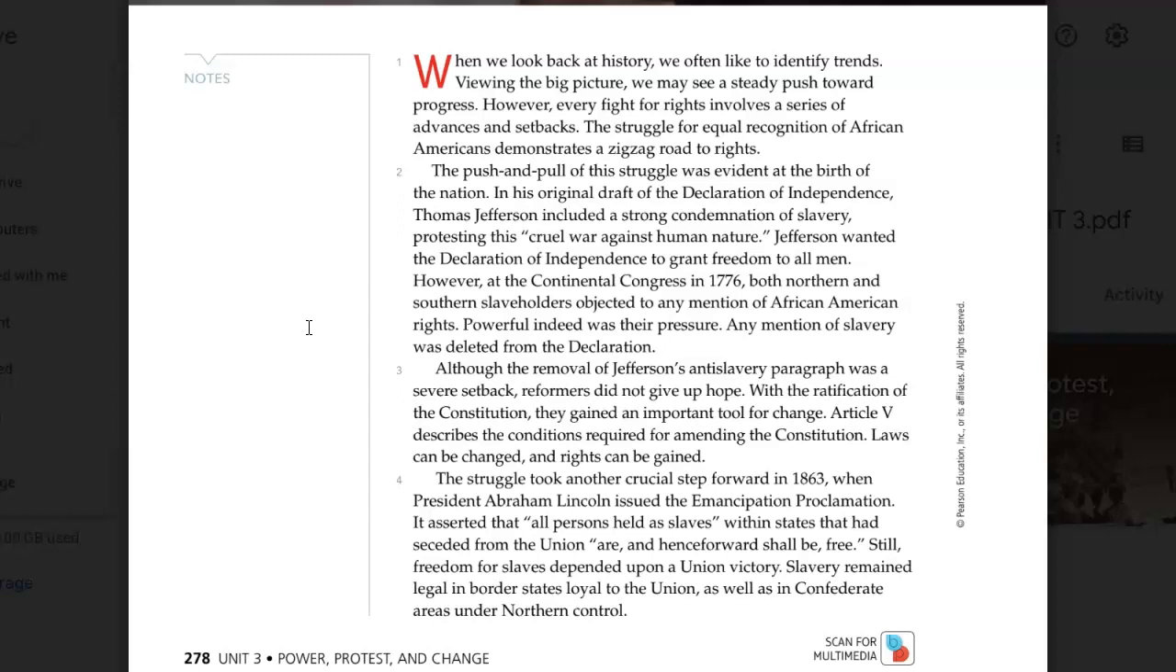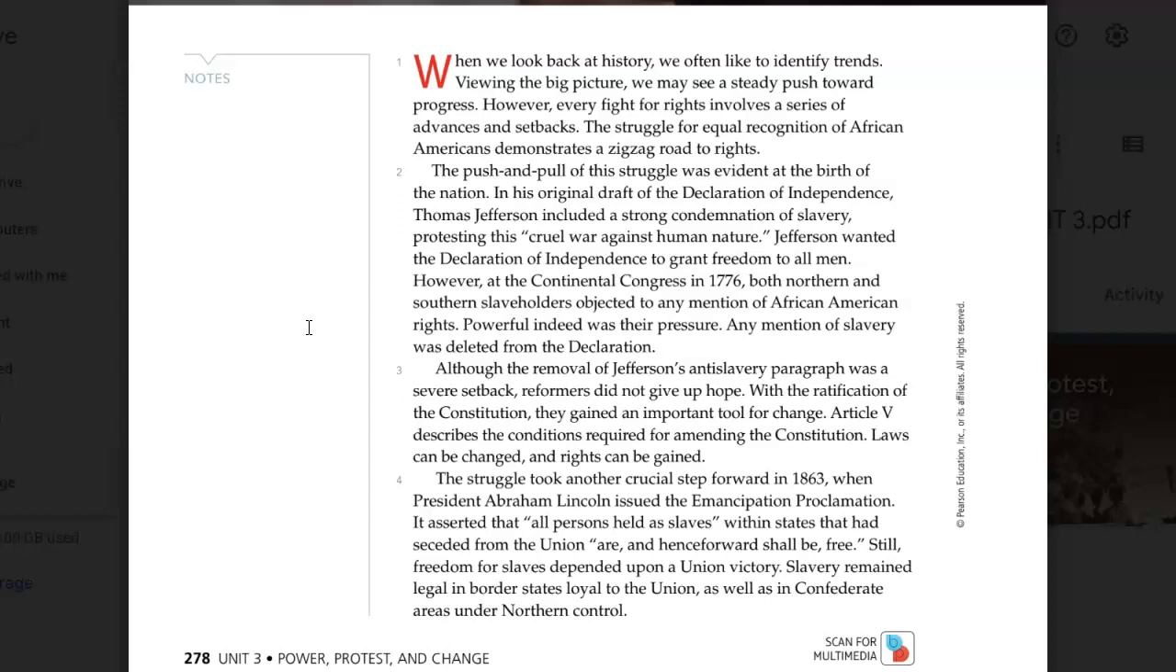The push and pull of this struggle was evident at the birth of this nation. In the original draft of the Declaration of Independence, Thomas Jefferson included a strong condemnation of slavery, protesting this cruel war against human nature. Jefferson wanted the Declaration of Independence to grant freedom to all men. However, at the Continental Congress in 1776, both Northern and Southern slaveholders objected to any mention of African American rights. Powerful indeed was their pressure. Any mention of slavery was deleted from the Declaration.